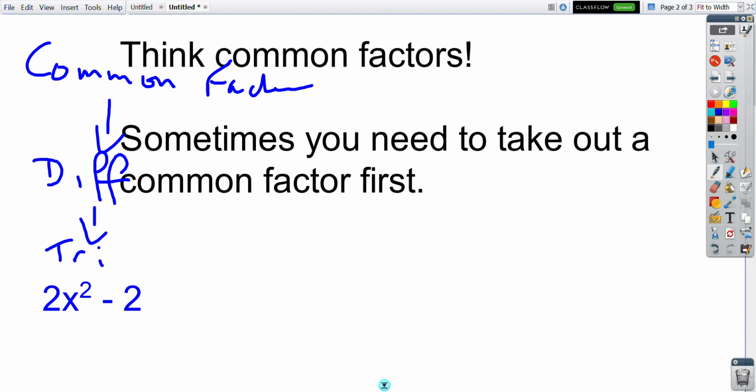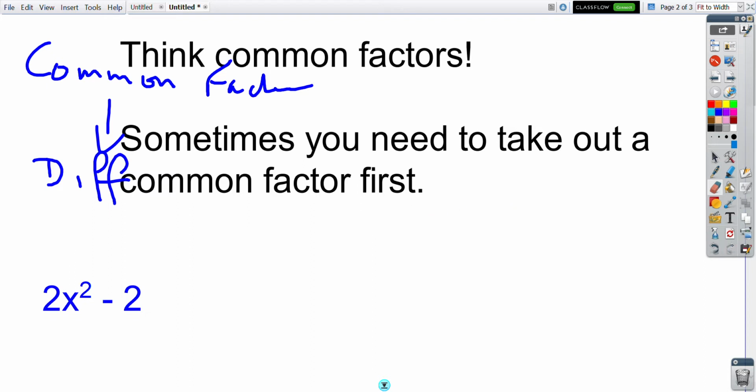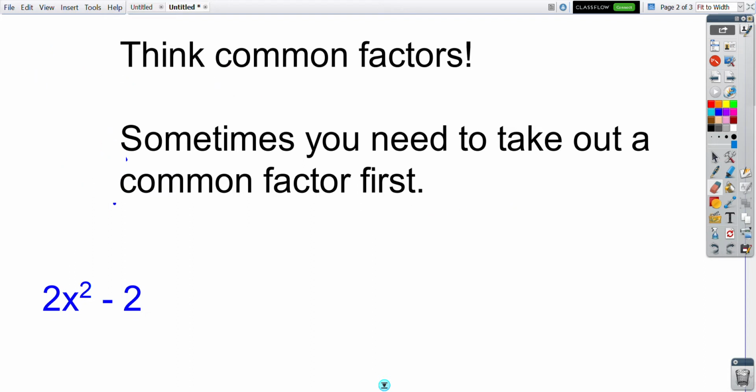And one of the clues is trinomials would always have x squared plus 2x plus something. It has three terms because it's tri. So if it's got two terms and it's not a difference of two squares, it must be a common factor, and there may be a difference of two squares hiding under it.